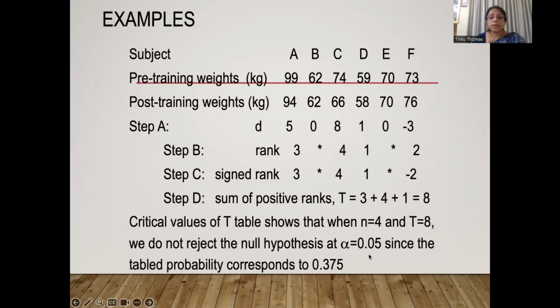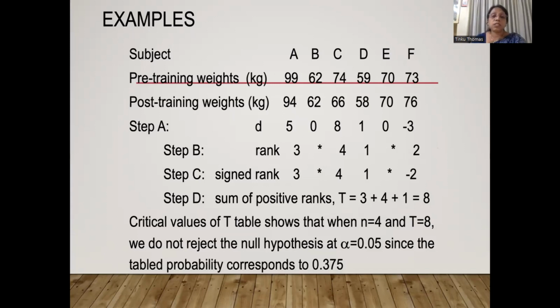And here the p-value is, where is the p-value? Okay, the p-value is 0.375, which is greater than 0.05, and therefore we say that there is no difference between the two time points. The weights between the two time points are comparable. We do not have sufficient evidence to say that the post-training weights and the pre-training weights are different.